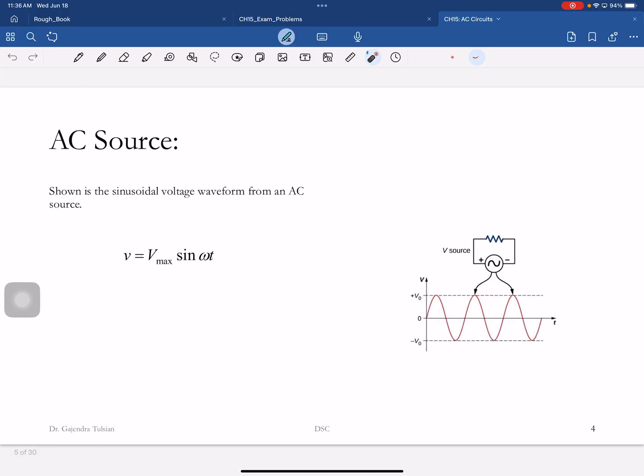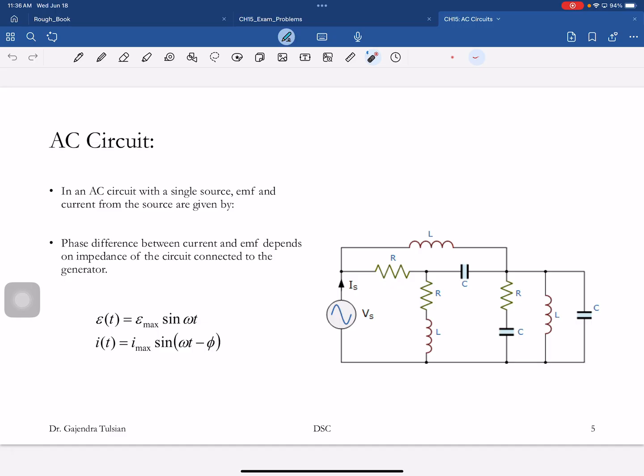So here's an AC source and here's a circuit. Okay? Now, what we'll be interested in is, so this AC source, so here's the voltage that this source provides. There's the amplitude of the voltage. Omega is the angular frequency of the source. And so this voltage is a function of time.